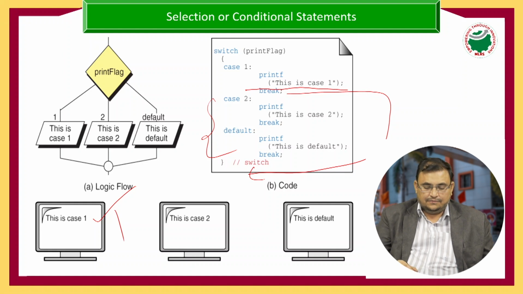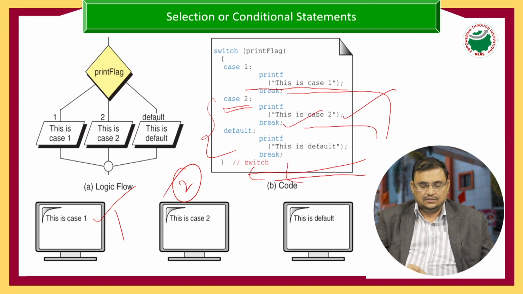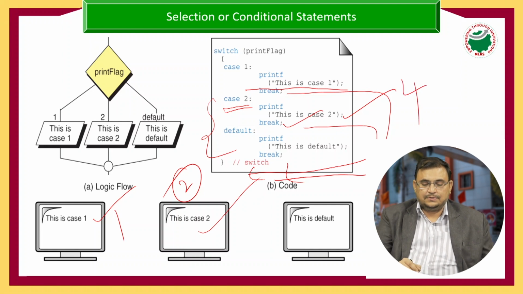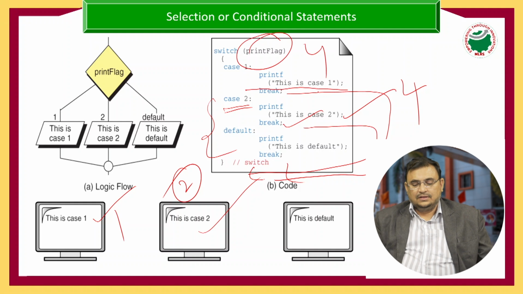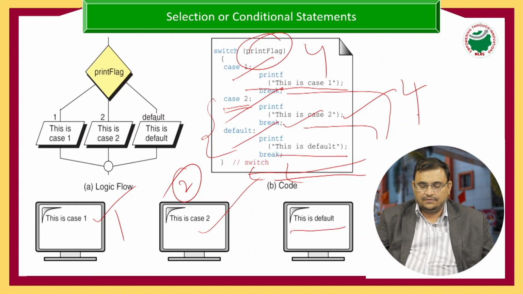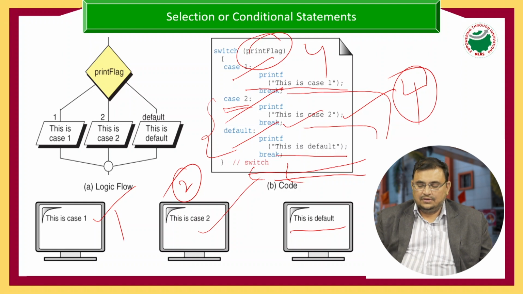Next, if the flag value is 2, case 1 is not a match, so control goes to case 2. In case 2, it will print this is case 2. After that, break comes out of this switch, so it will print only this is case 2. If you give the test expression result as 4, case 1 is not a match, case 2 is not a match, so the default case will print this is default. This is all about switch with break.